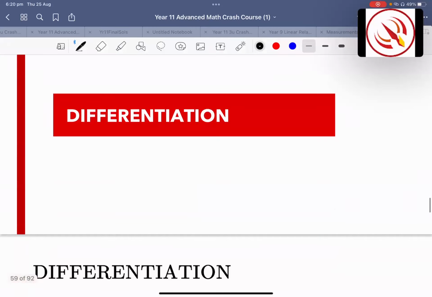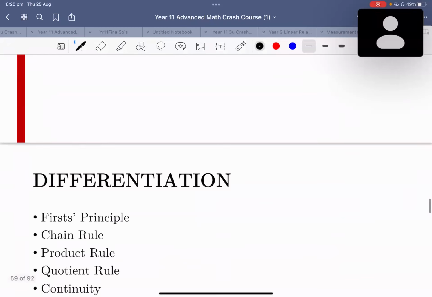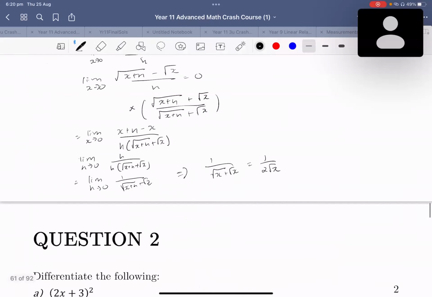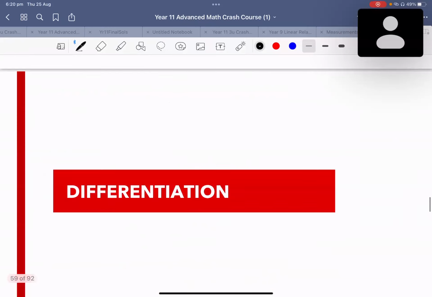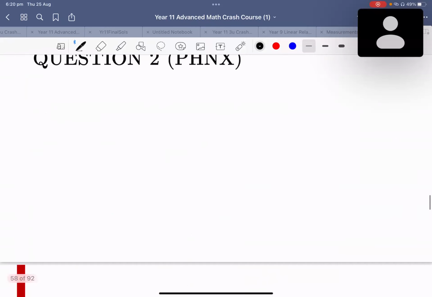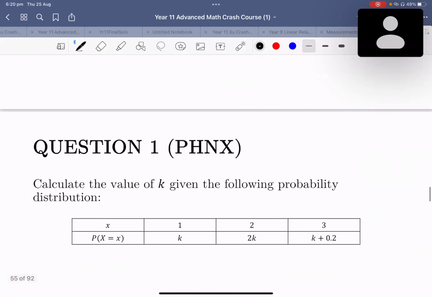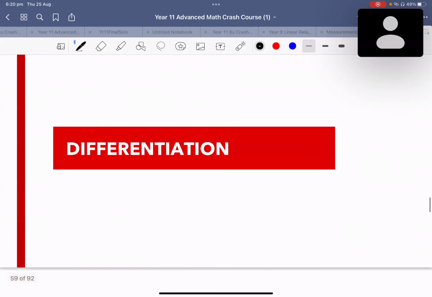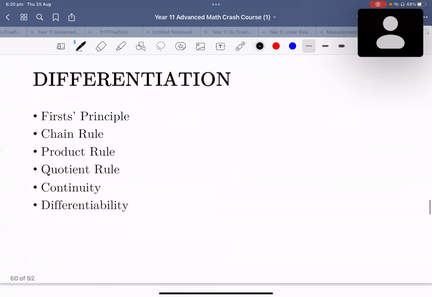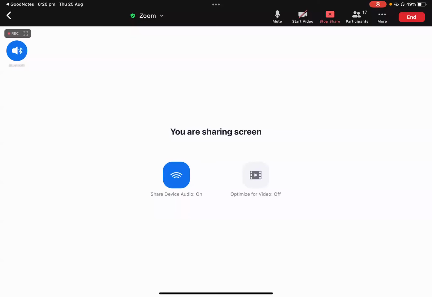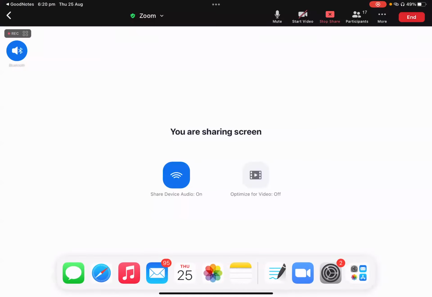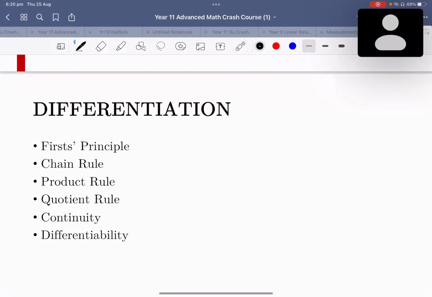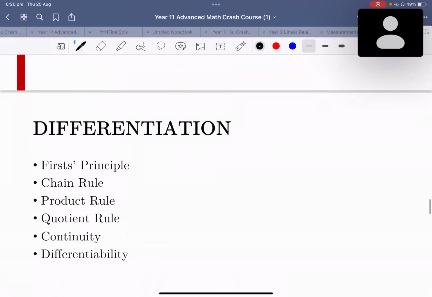All right, so for the second part of the crash course, we're going to go through differentiation and probability and also other stuff as well. So, nope, we skipped through probability. No, we didn't. All right, so can you guys still hear me?